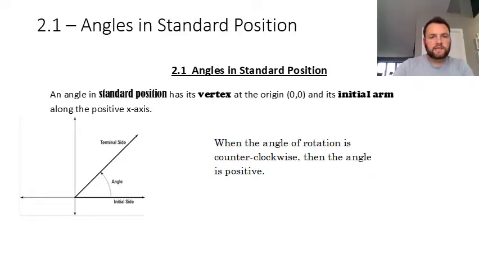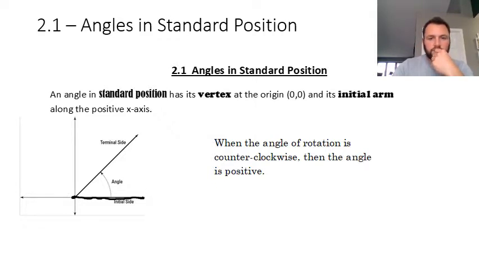So what you see here is right from your notes. So 2.1, angles in standard position, is where we're going to start. An angle in standard position has its vertex at the origin, 0, 0. So that would be that point right there. And its initial arm along the x-axis. Okay, so its initial arm is always just right along that x-axis. Forgive me for not doing that perfectly, but that's where the initial arm of every angle in standard position is.